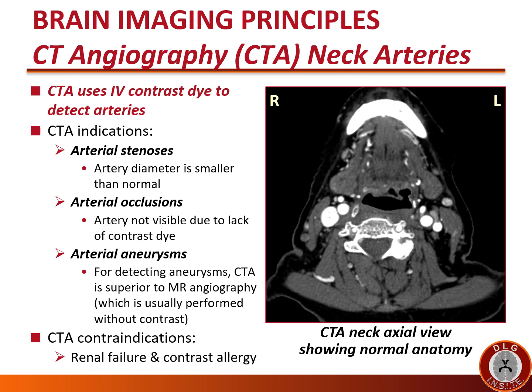Or arterial aneurysms. For detecting aneurysms, CTA is superior to MR angiography, or MRA, because MR angiography is usually performed without contrast and only detects flow. The contraindications for CTA are the same as for the contraindications of IV iodine contrast in general: renal failure and contrast allergy.